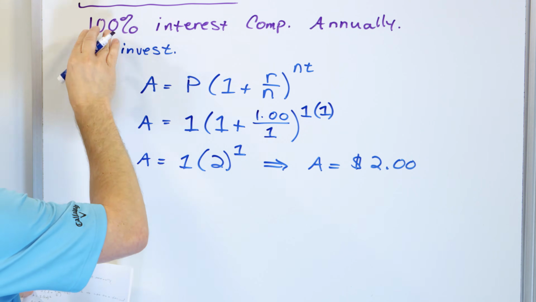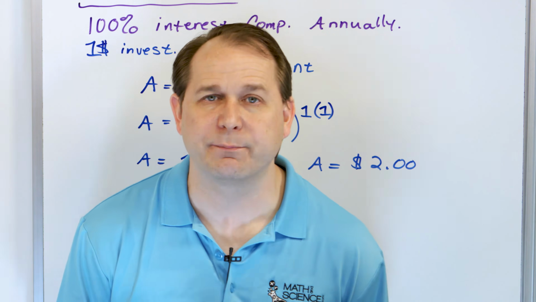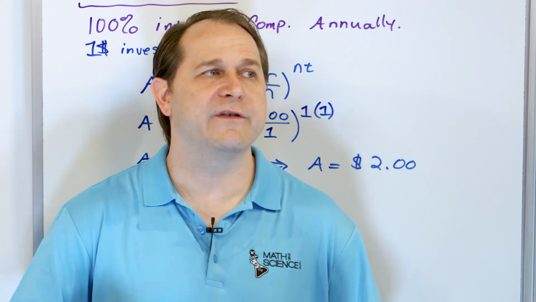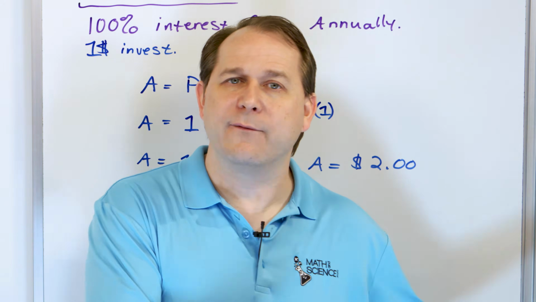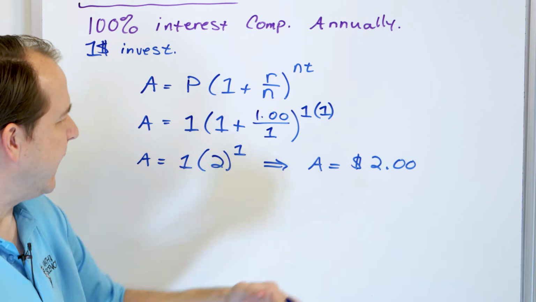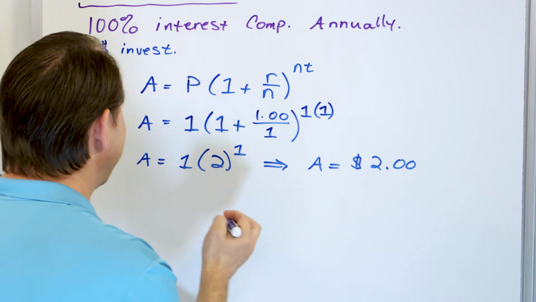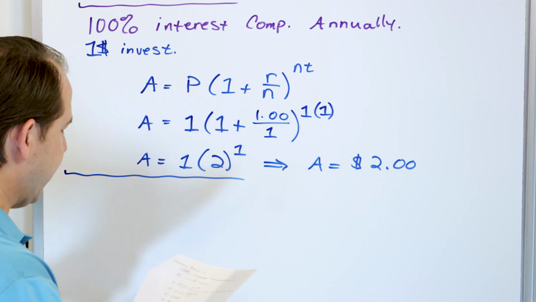If I'm giving 100% interest compounded annually, I only give you the free money once per year, I only do the calculation once per year, then you expect after 1 year, I should earn 100% of what I had. And so I add them together, I get $2. That's what I get. I don't want to circle that actually, that's just an intermediate answer. Now let's change it a little bit.